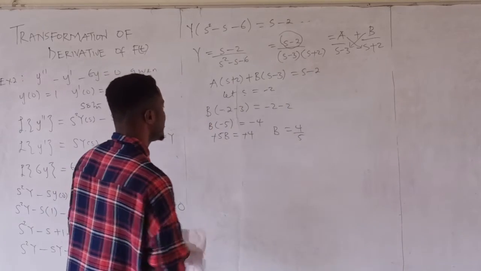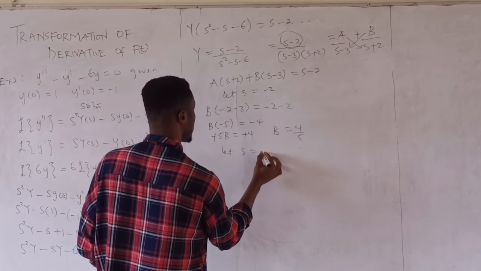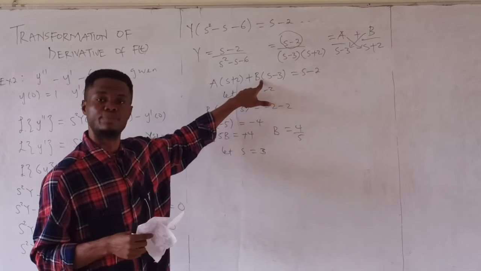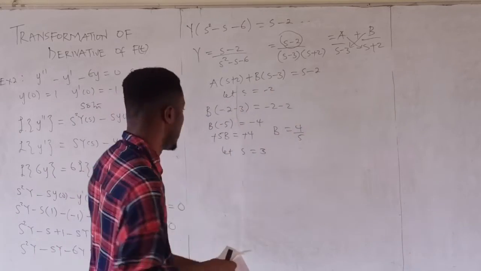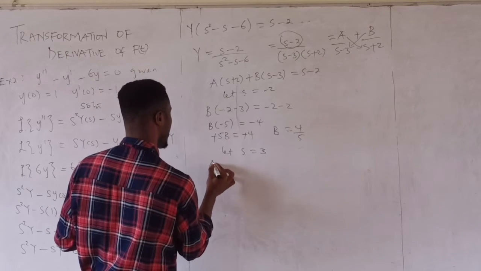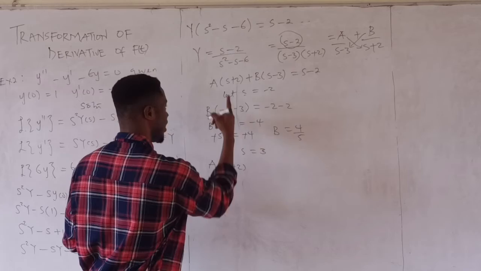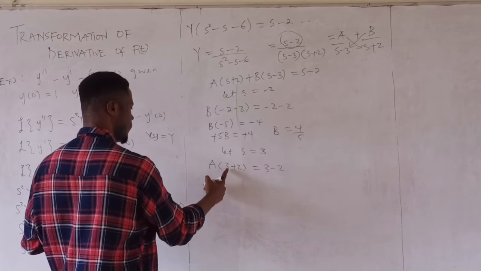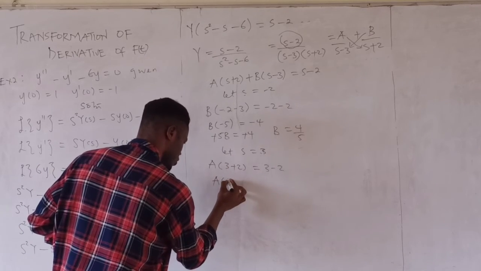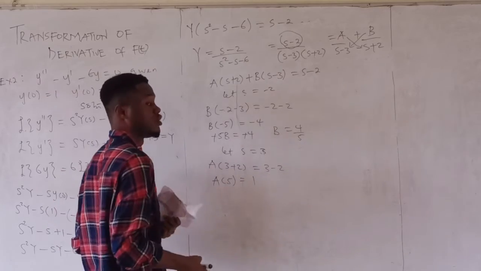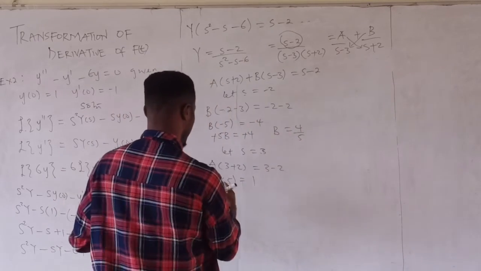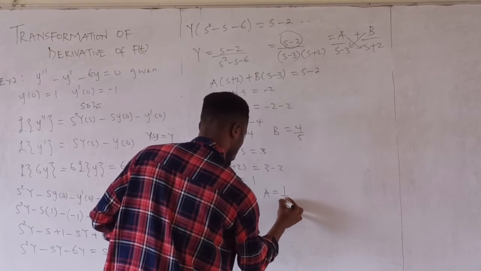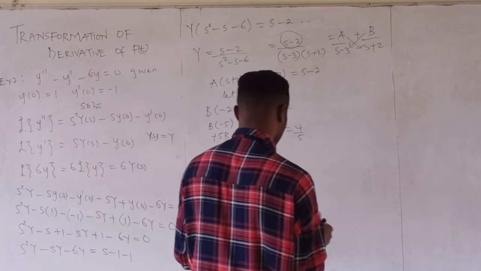Have that in mind. Now the next thing we are going to do is to let s equal positive 3. If you let s equal positive 3, it's going to eliminate this b part to be 0. So now let's continue. We are going to have a into (3 plus 2), wherever you see s, replace it with 3, which is now equal to 3 minus 2. So 3 plus 2, which is 5, gives us a into 5 is equal to 1, because 3 minus 2 gives us 1. So a times 5 gives us 5a, which is equal to 1. And from here, a is equal to 1 over 5.